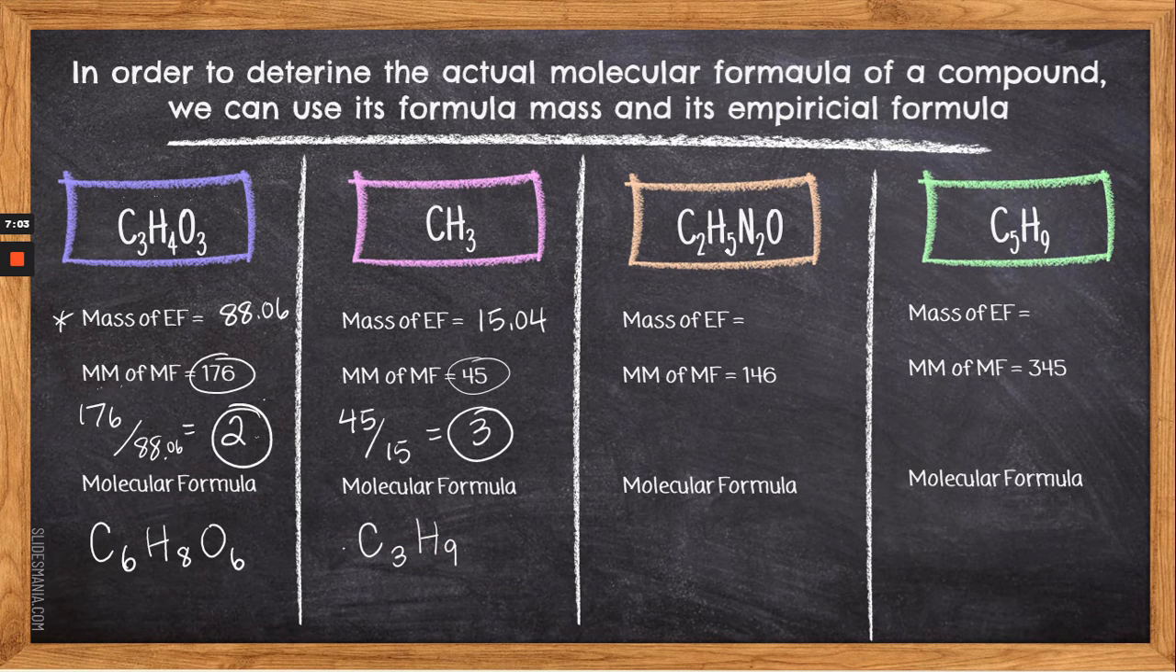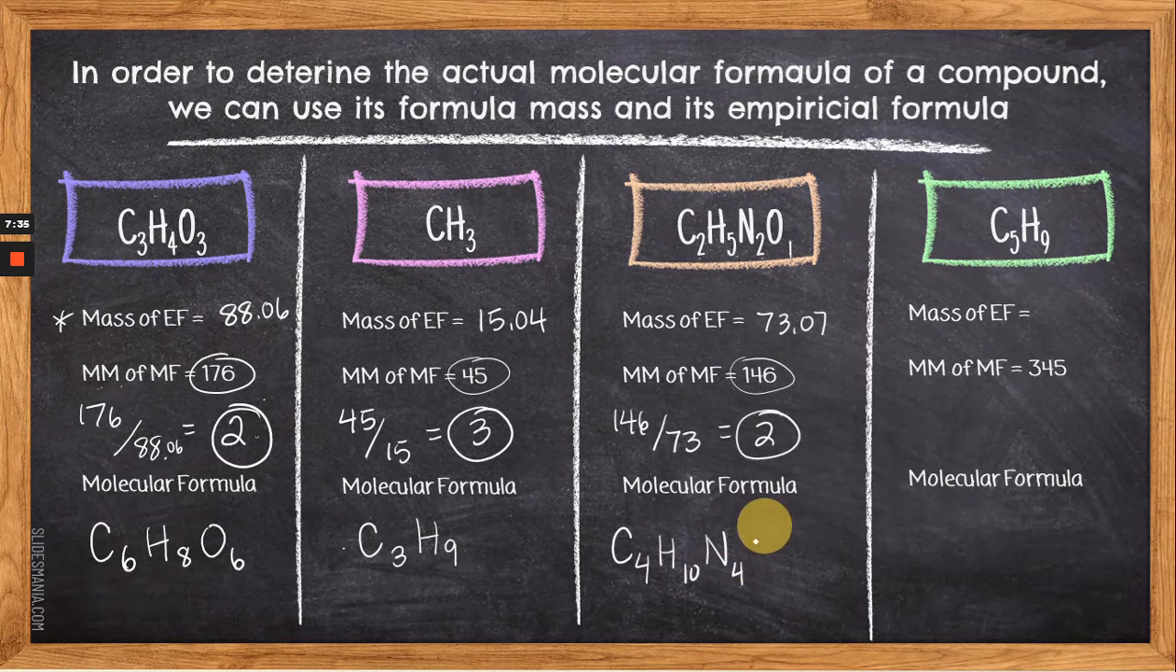Okay. Same thing here. Add all of these guys up. I got 73. They've given me the 146, so I put the heavy 146 on top of the not so heavy 73. Okay, this gave me a multiplier of 2. So every single one of these subscripts, including the invisible one on the oxygen, has to be multiplied by the number 2. So this becomes C4H10N4O2.